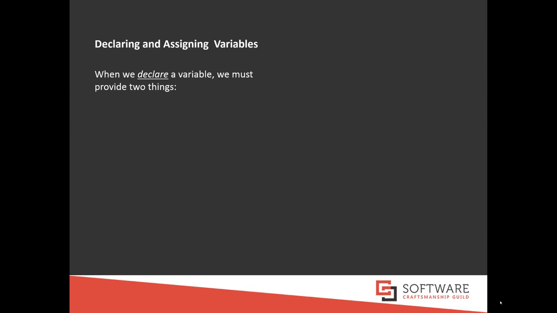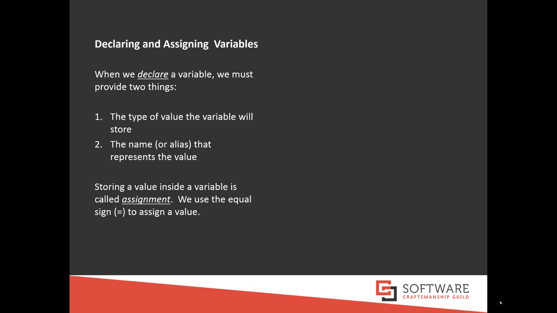So if we're going to declare and assign variables, we must provide two things to the compiler. First, we have to tell it what type of variable we're going to store. And this could be an int, a string, some kind of object, or a class. The second thing is we must give the variable a name. This name, or alias, is what we're going to use to represent the value throughout the rest of the code. When we store a value inside a variable, this is called assignment, and we use the equal sign to assign a value to a variable.